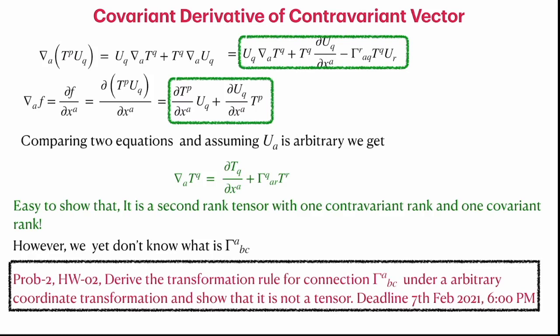Now here is problem 2 of homework 2. Derive the transformation rule for the connection gamma ABC under an arbitrary coordinate transformation and show that it is not a tensor. The deadline for this is 7th February 2021 at 6 p.m. You can submit it on VLearn. This is the second problem. The first problem was given two lectures behind, in the 7th video. You would see problem number 1 there. So these two problems you will have to submit by Sunday, 7th February.